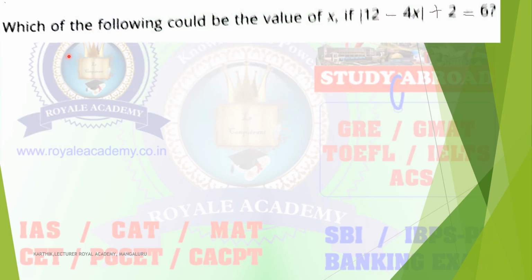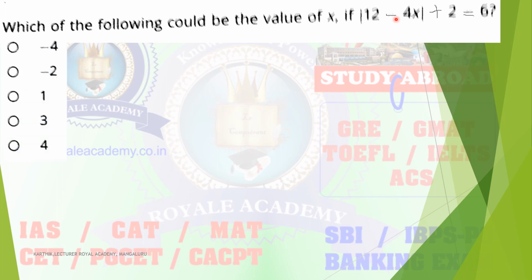Next question: which of the following could be the value of x, if mod of 12 minus 4x, plus 2, is equal to 6? You have to determine the value of x. The question has a mod. So mod is nothing but if it is a negative sign also, you just consider it as a positive sign. Plus 2 is equal to 6. That is the question. Okay, these are the options.